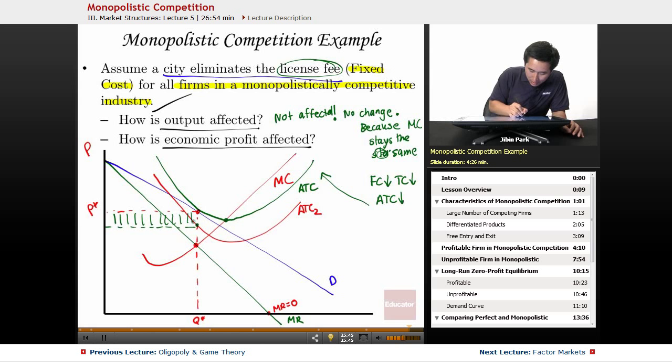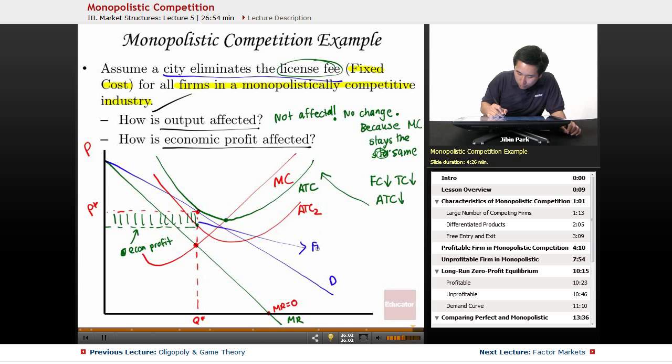Why is this the case? Because the price is above the ATC. So in the short run, a monopolistically competitive firm can make economic profit. Now again, this is not a long-run situation. The economic profit, what is it going to do? Firms enter, and basically demand increases, and basically it drives out the profit.